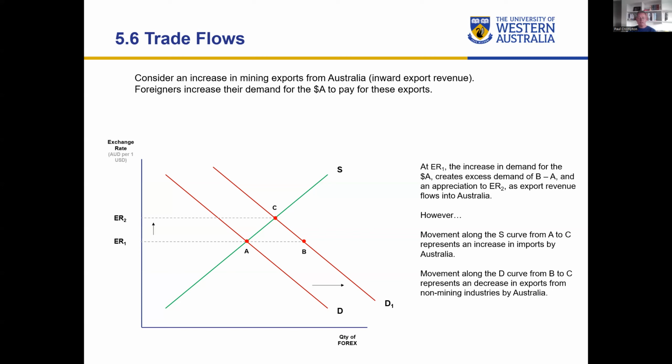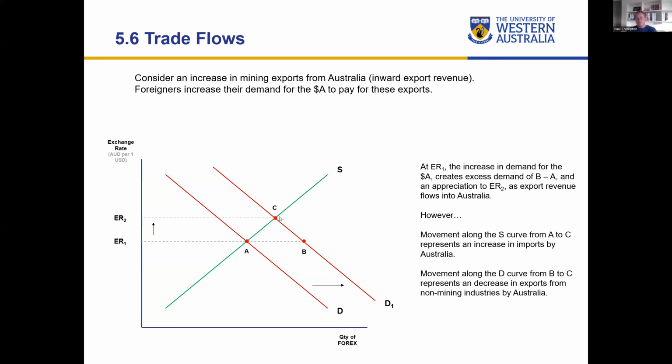Now, at the higher exchange rate, maybe some Australians are buying more shares as well, maybe more bonds at the higher exchange rate. That's possible. But a large increase in the quantity supplied of the Australian dollar, that is the movement from A to C, will just be more imports.